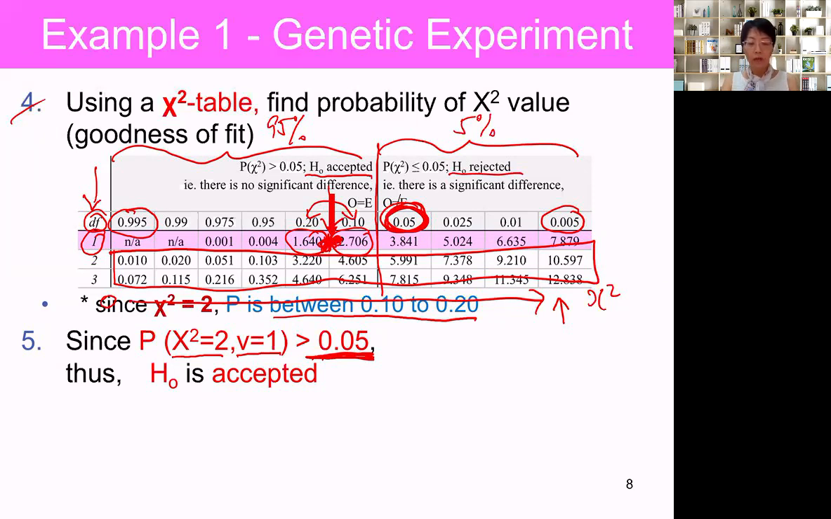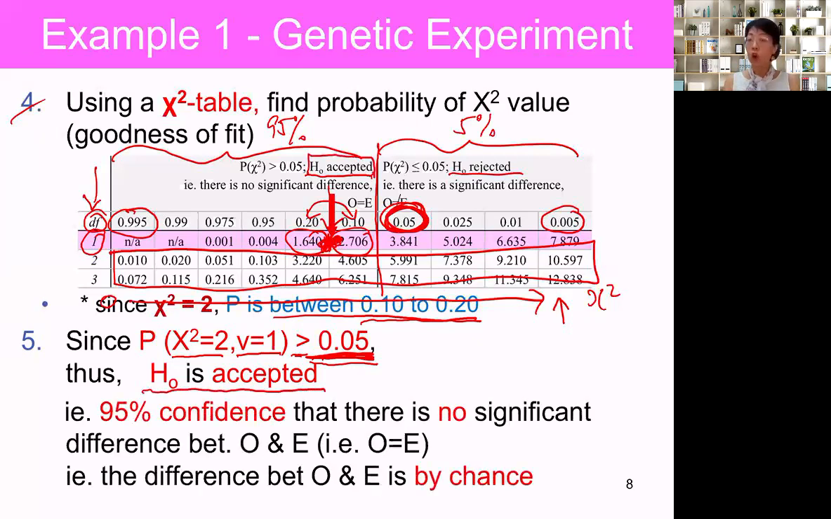Okay, so your probability of a chi-square value is between 0.10 and 0.20, and then this is actually more than 0.05. So it is located at a zone where the null hypothesis is accepted, right? So the null hypothesis is accepted whenever the chi-square value is located in this area. So then you need to do your conclusion already.